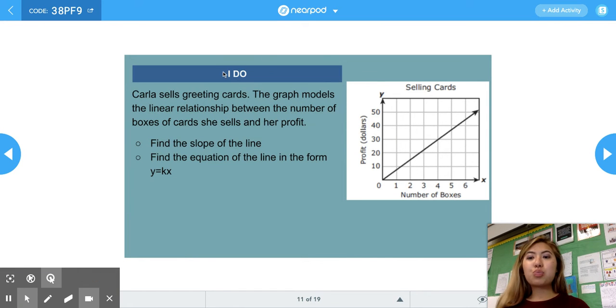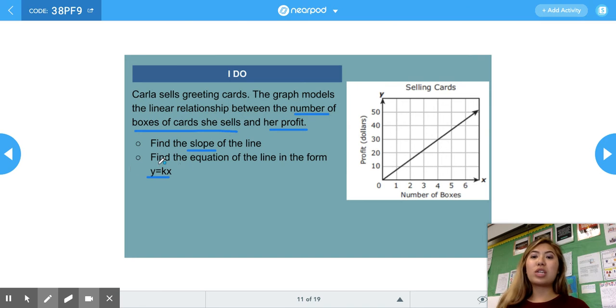Okay, for this problem, it says Carla sells greeting cards. The graph models a linear relationship between the number of boxes of cards she sells and her profit. Find the slope of the line, and find the equation of the line in the form y is equal to k times x. So this equation tells us that this is a proportional relationship. We can also see on the graph that this is proportional since it's a straight line that goes through the origin. We can see that our x values are being counted by 1, but our y values are being counted by tens because it's 0, 10, 20, 30, 40, 50. So we have to be aware of that when we're finding our slope.